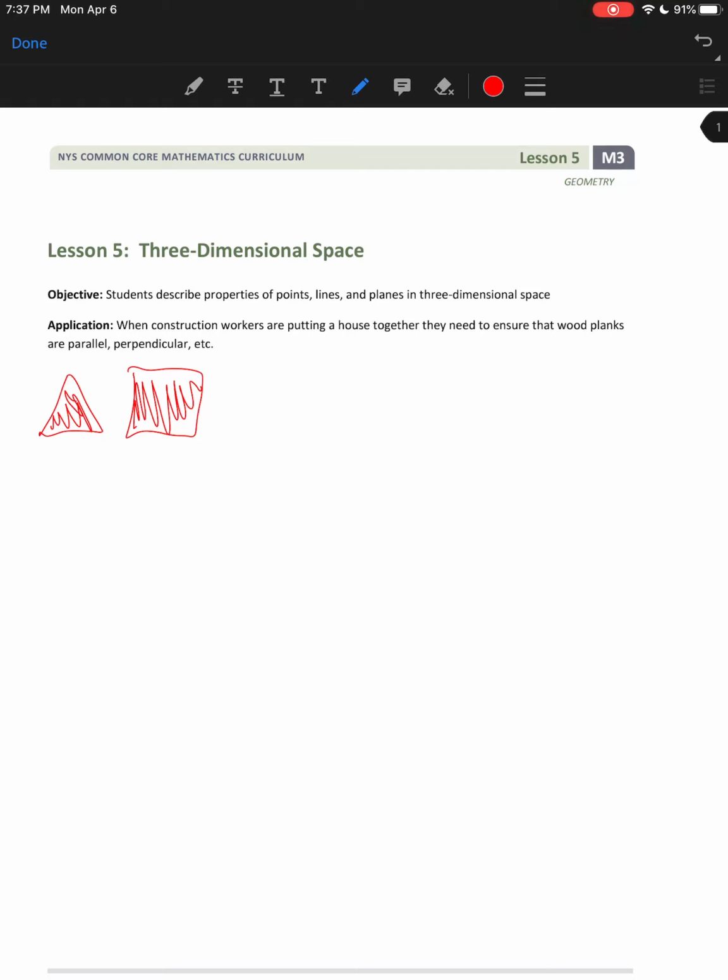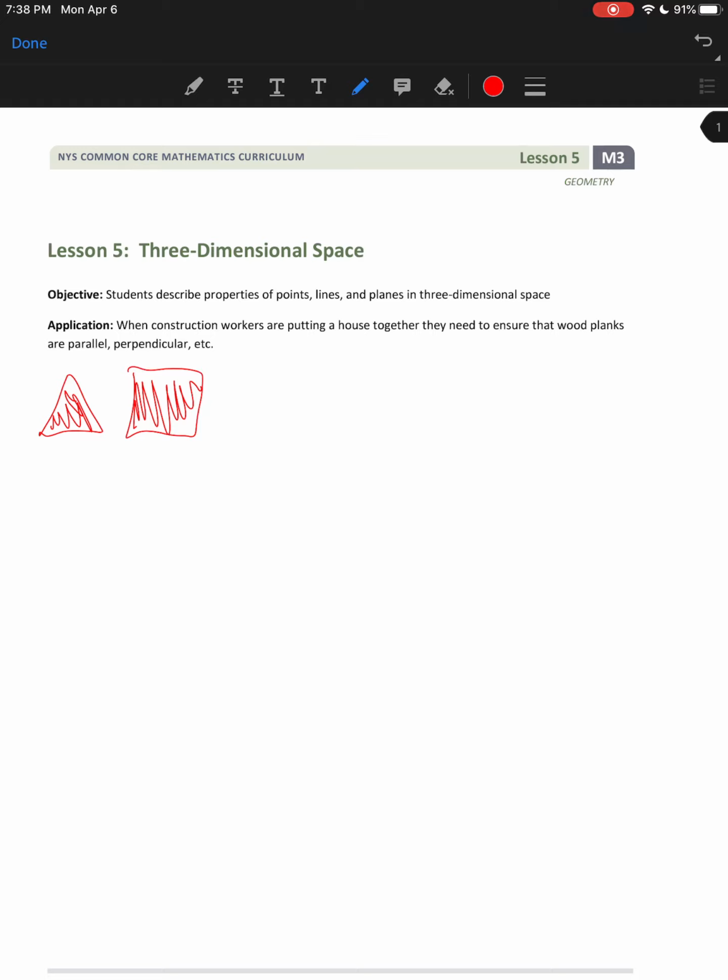So our objective for this lesson is students describe properties of points, lines, and planes in three-dimensional space. So basically you're going to be talking about these geometric objects and how they relate to 3 dimensions. So first I want to give you a basic outline of what these different geometric objects are. So let's start with a point here.